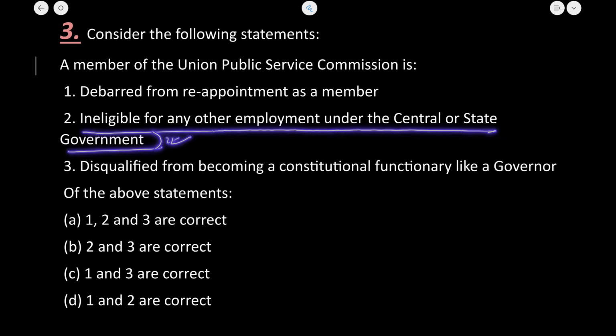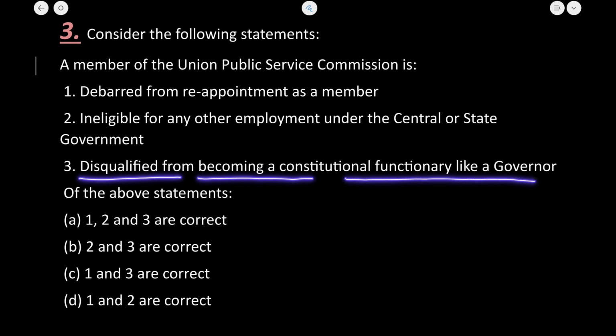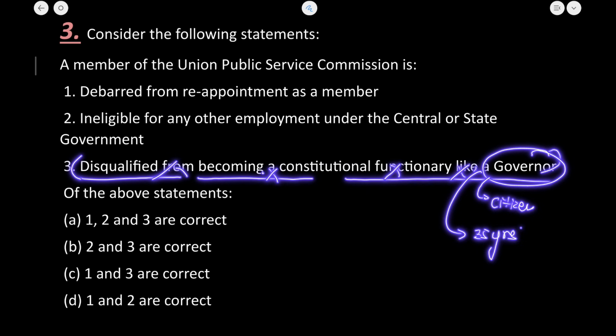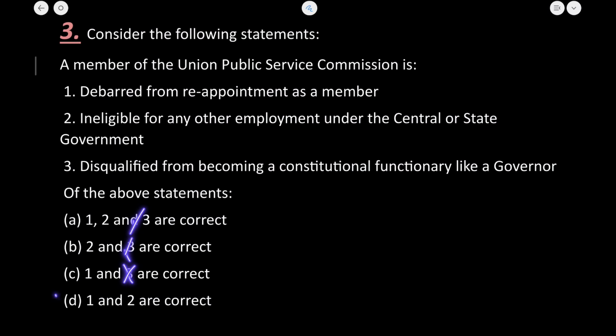Yes, disqualified from becoming a constitutional functionary like Governor. So this statement is not given anywhere. A member or a chairman can act as a Governor at a later stage; there is no bar for a Governor. Only two qualifications have been mentioned in the Constitution to be a Governor. First is to be a citizen of India, and second is to be 35 years of age. Other than that, none of the qualifications are mentioned. So anyone can be appointed as Governor by the President. So the third statement here is not correct. That is why statements 1 and 2 are correct. D is the correct option.